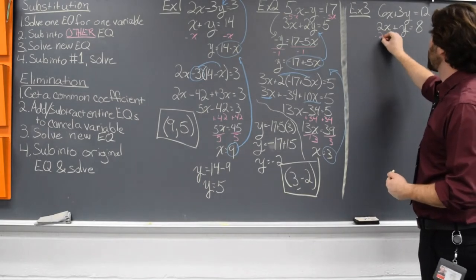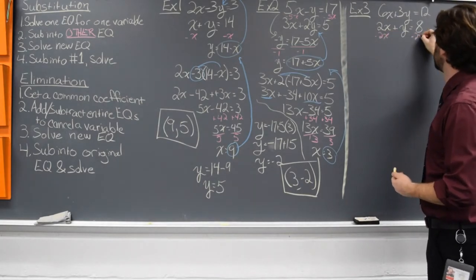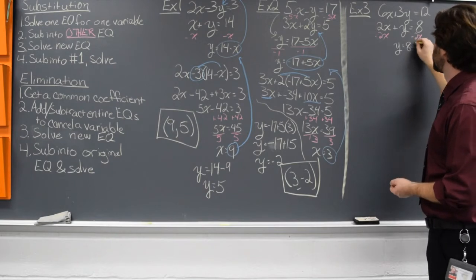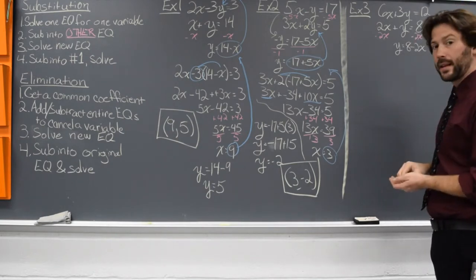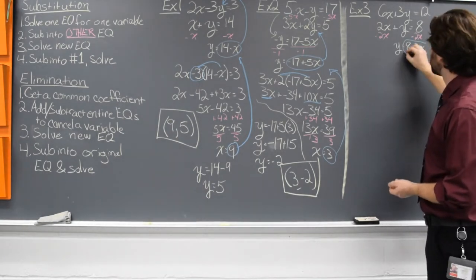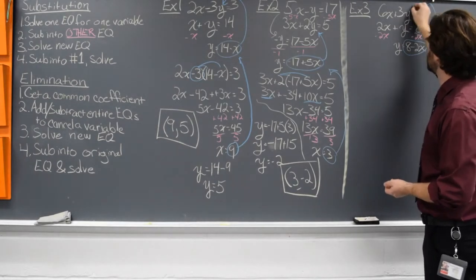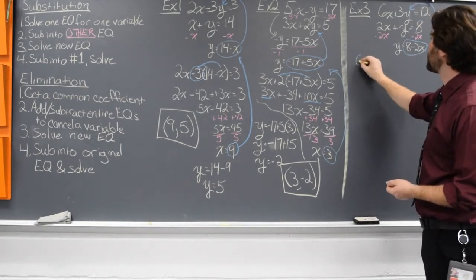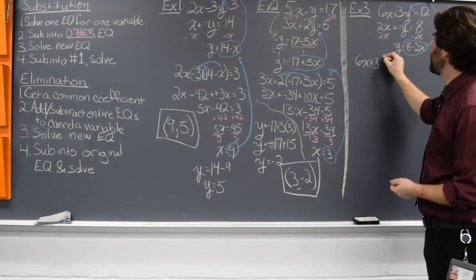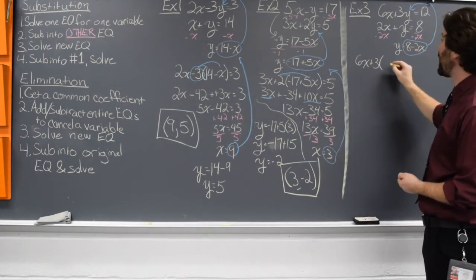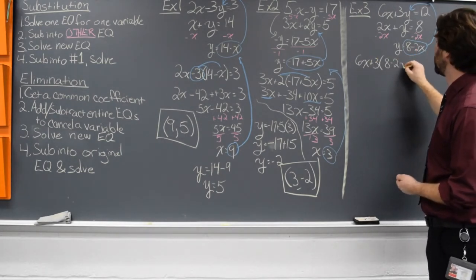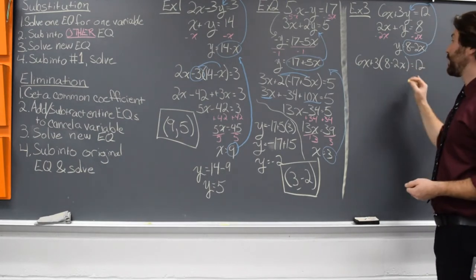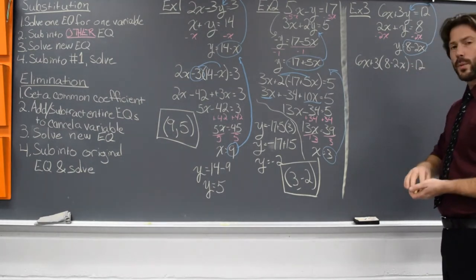I'll subtract 2x from both sides, and that will give me y equals 8 minus 2x. Then I'll take what y is equal to and put it in place of y in that other equation. So now I have 6x plus 3 times, instead of y, 8 minus 2x. Still equal to 12. Now we've got an equation that's all in one variable. It's all x's, so we can solve that.